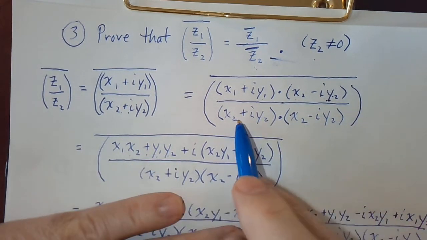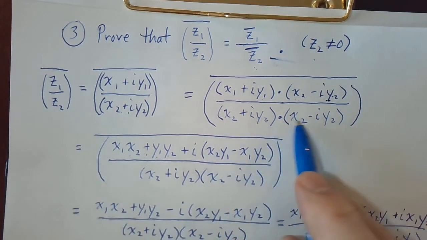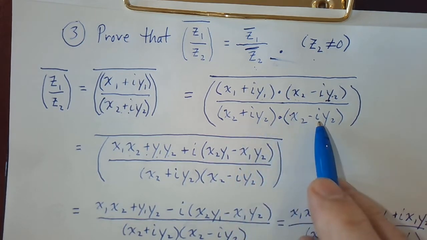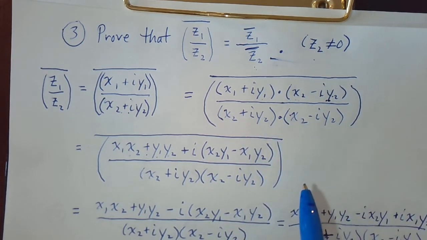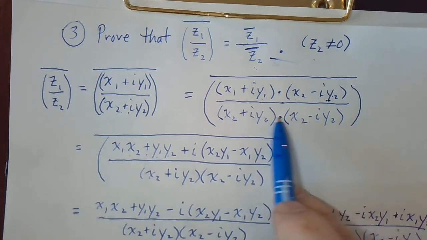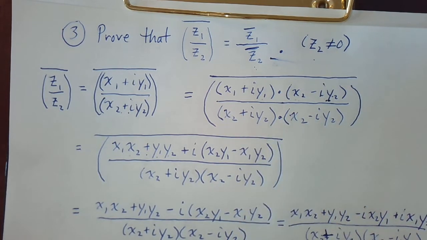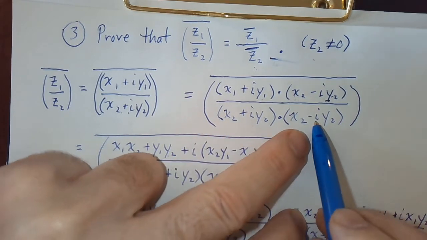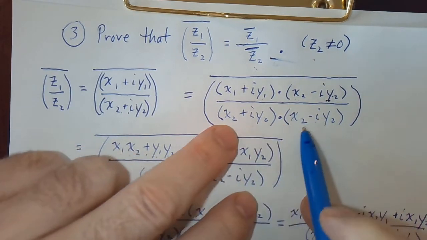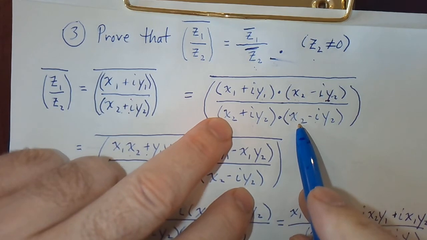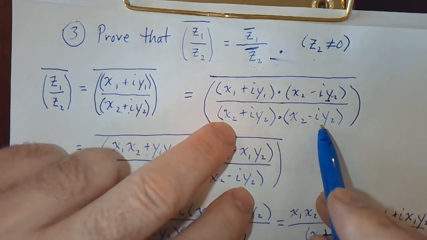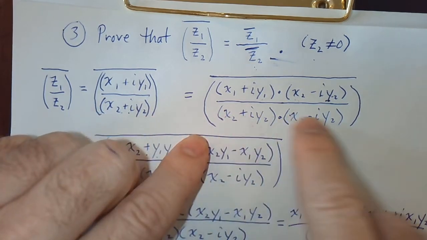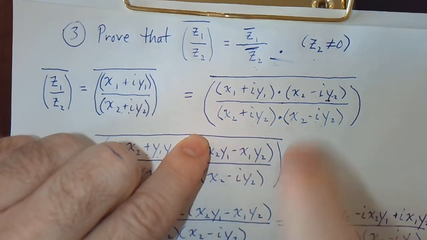Well, I'm going to keep the denominator the same pretty much until the last step. I'm not going to do anything with it. I want you to notice, though, that the denominator is a real number. Remember, when you multiply a complex number by its complex conjugate, you always get, this would be x2 squared plus y2 squared. Remember, when you FOIL it out, the outer and inner cancel out and there's no i at all. This is a real number denominator.